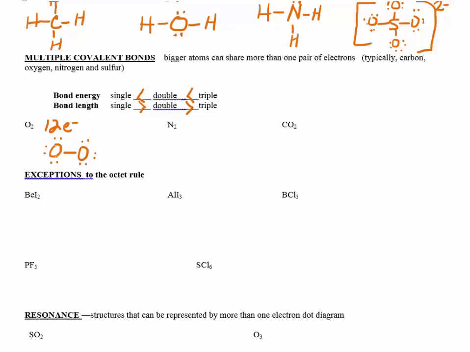2, 4, 6, 8, 2, 4, 6, 8. Each oxygen is happy, but count up total electrons. You only have 12 electrons. So if I count electrons, 2, 4, 6, 8, 10, 12, 14, that doesn't work. So make yourself a note here. Okay, to reduce number of electrons, use multiple bonds.